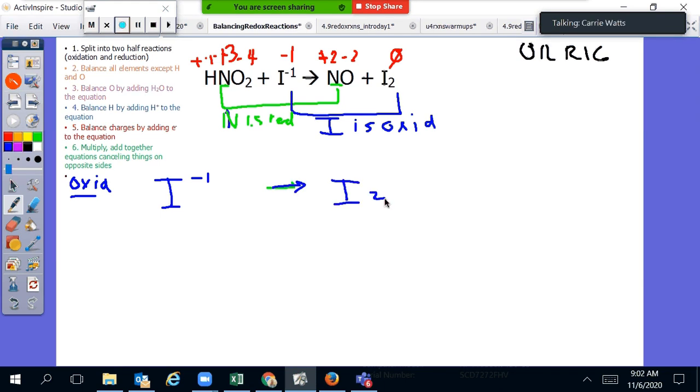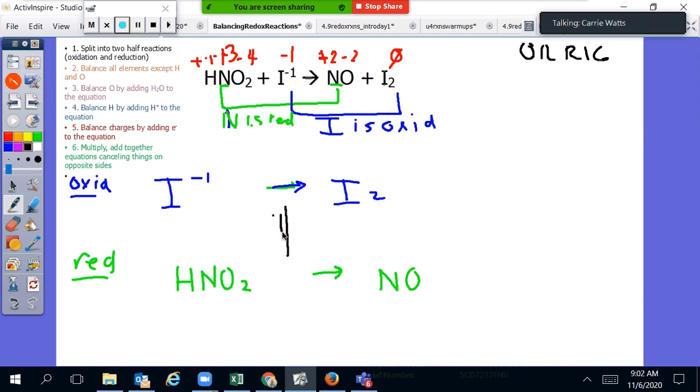And then for the reduction, you should have HNO2 goes to NO. Okay, so that's the two half reactions. Step 1 is done. Okay, now the next thing is to balance. We have to balance all the elements except H and O. So let's just work on oxidation first.